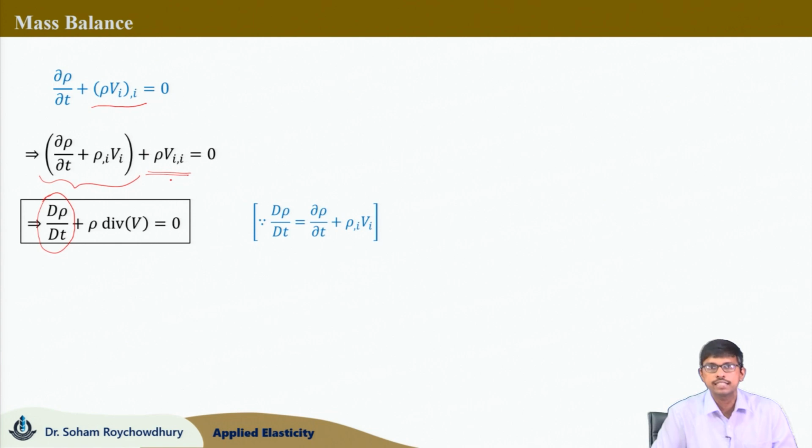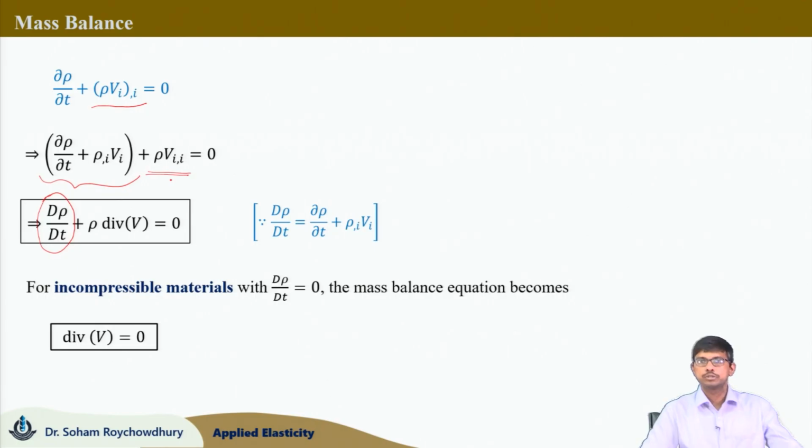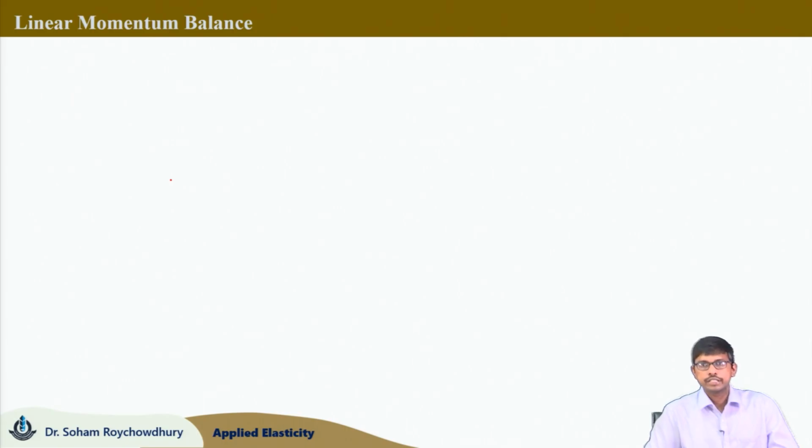v_i comma i is the divergence of v. So, the second term is rho times divergence of v. So, mass balance can also be written in this alternate form as d rho dt plus rho times divergence of v. If the material is incompressible, rho is constant and d rho dt is 0, so for such cases the mass balance equation becomes divergence of v equals 0. So, for an incompressible material, divergence v equals 0 is the mass balance equation.